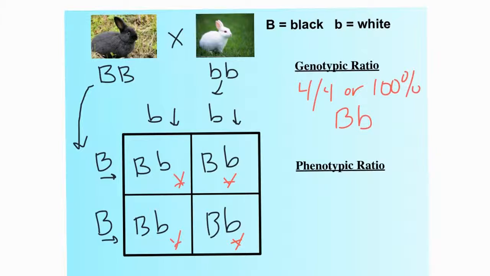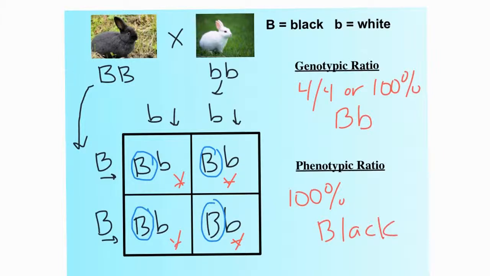All right, now phenotypic ratio. All that's asking is, what are these rabbits going to look like? And since all of them have 1 dominant black allele, they're not going to be gray, they're not going to be black and white. Since this is dominant and recessive patterns, since they all have 1 dominant black allele, 100% of their baby rabbits are going to be black. They're going to have black fur, and they're all going to look like that guy.